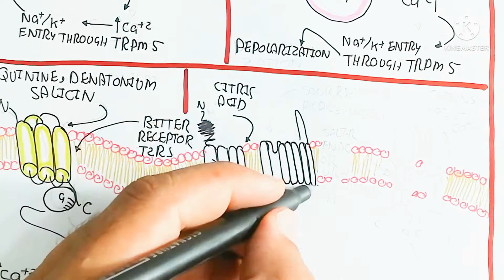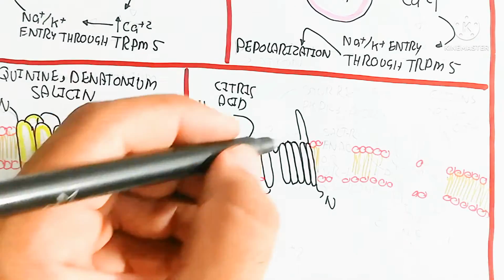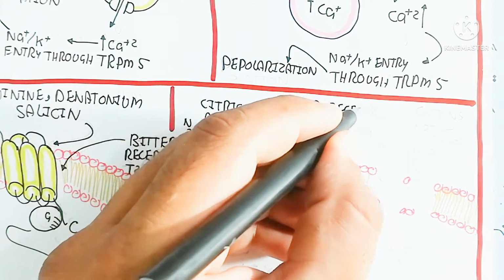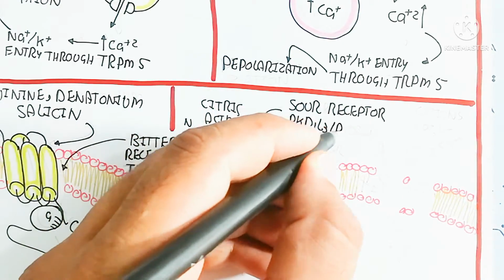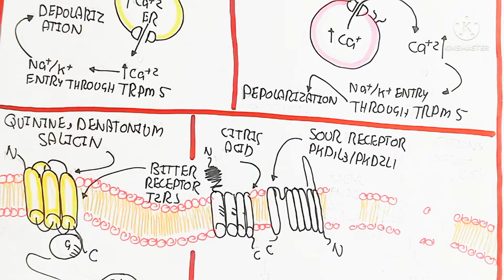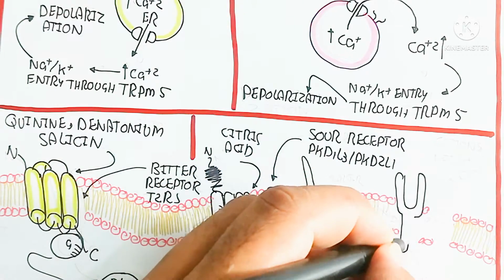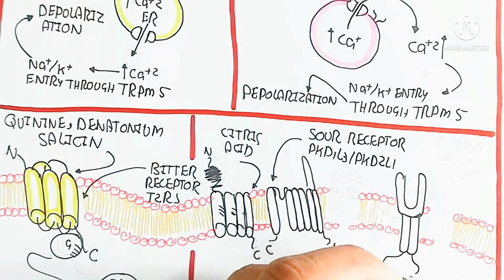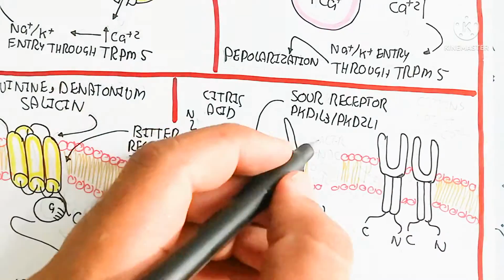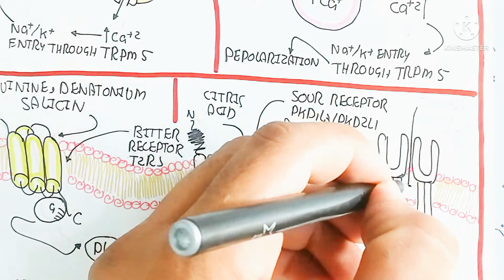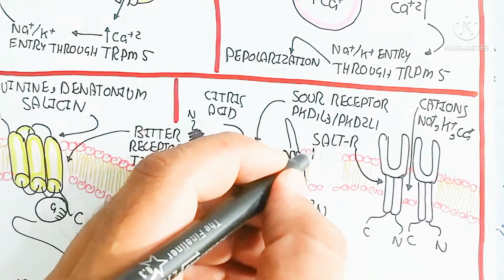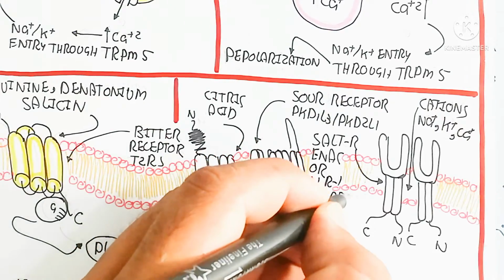Citric acid, for example, interacts with the receptor, which contains an N terminal and a carbon terminal. The N terminal is extracellular and the carbon terminal is intracellular. The receptors PKD1L3 and PKD2L1 interact with these. The citric acid leads to proton and potassium possibly influxing, leading to depolarization.